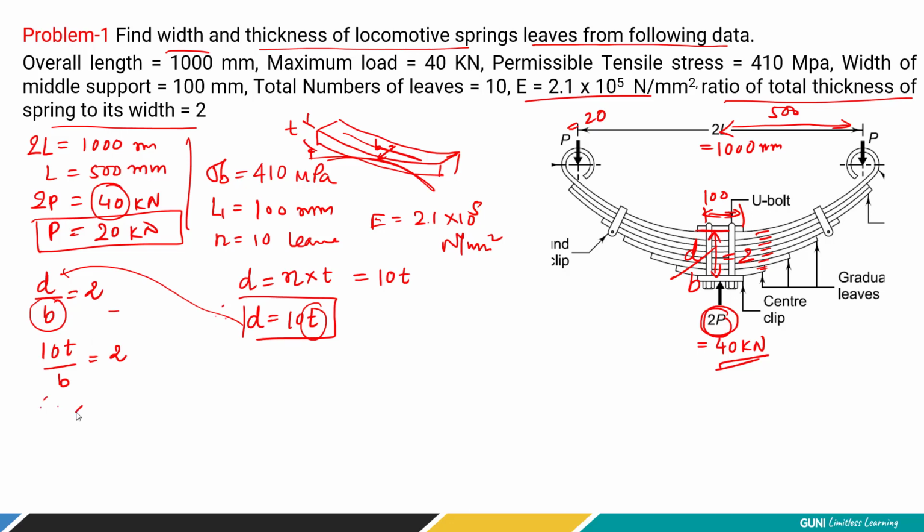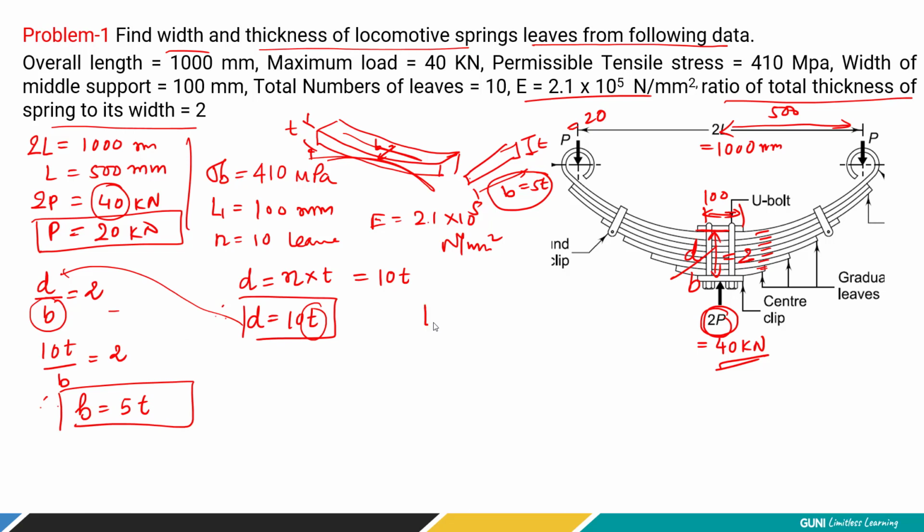So what is the value? B is basically 5 times its thickness. So here I can say the rectangular section of the leaves is like this. This is B and this is T. So B is basically 5 times T. So using this relation, we are going to solve the problem, right?